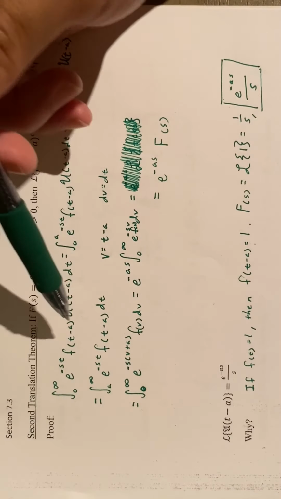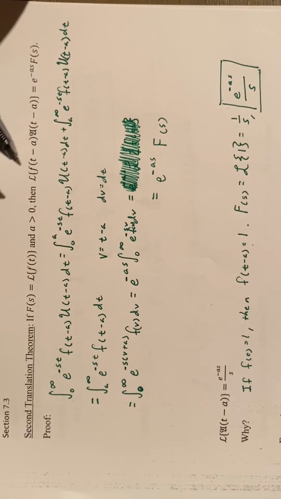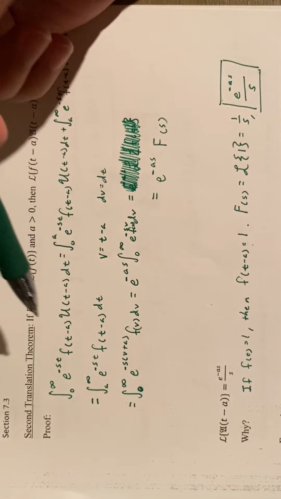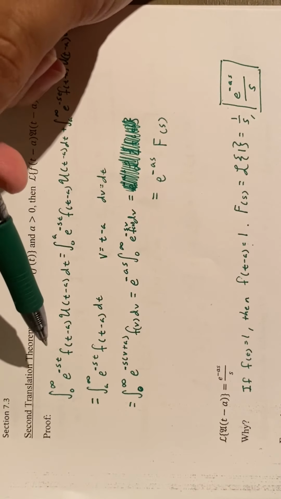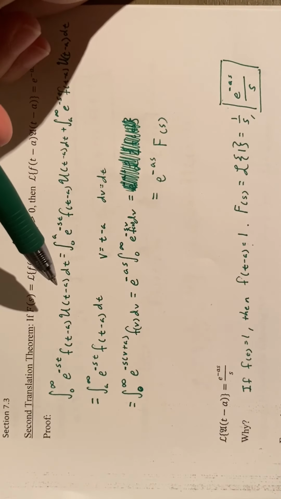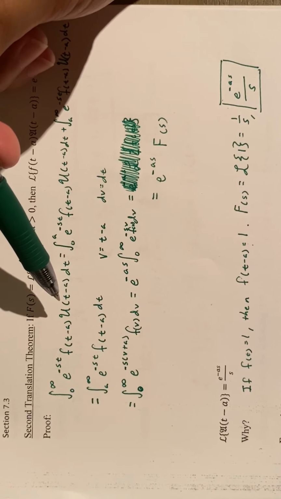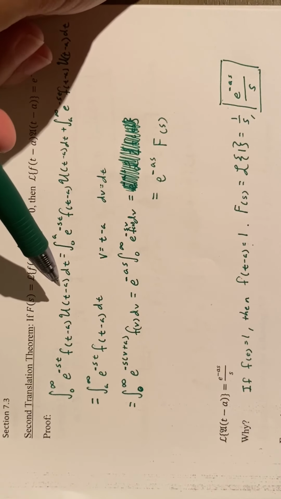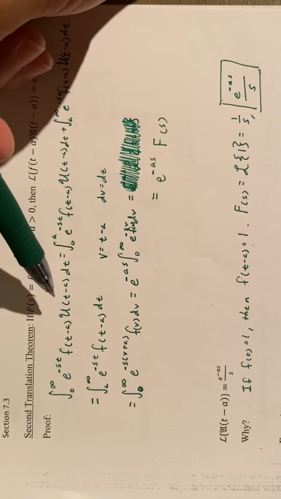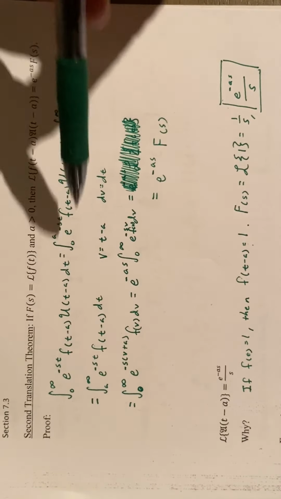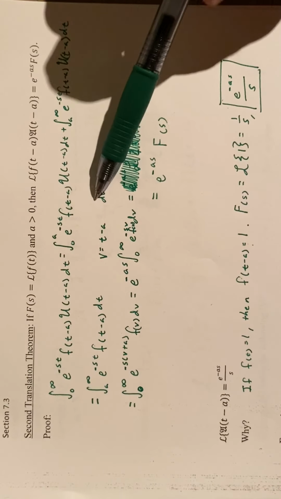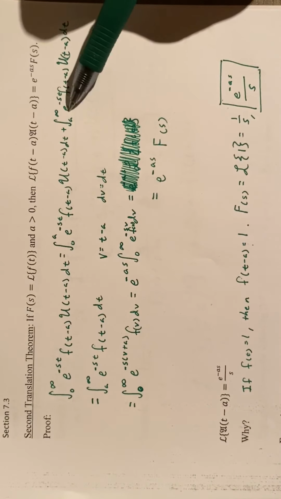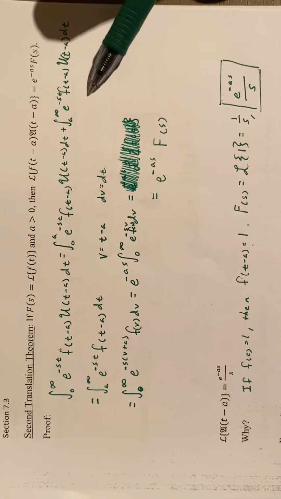So the proof of this is we're going to go ahead and substitute f of t minus a times the unit step function u of t minus a into our Laplace transformation, so our integral times e to the negative st. Because this is the unit step function, this is going to be a piecewise defined function from 0 to a and from a to infinity. So we're going to break up our integral from 0 to a of our function plus a to infinity of the inside of the integral.